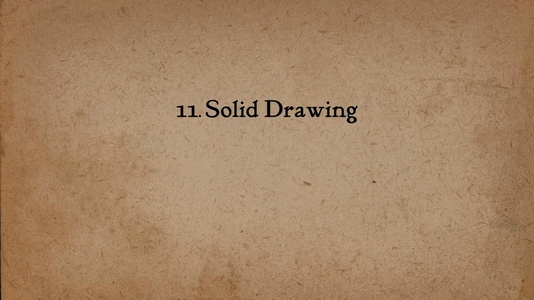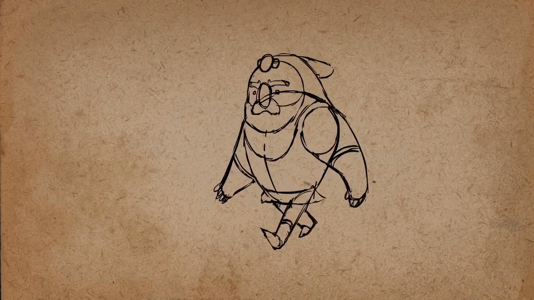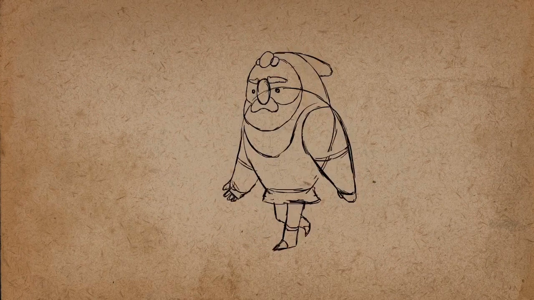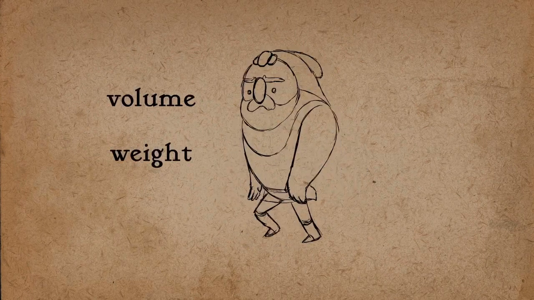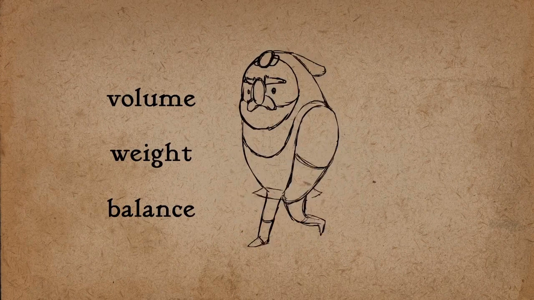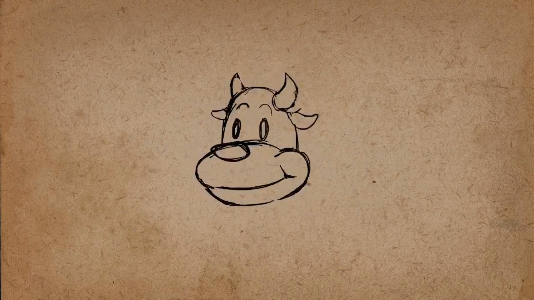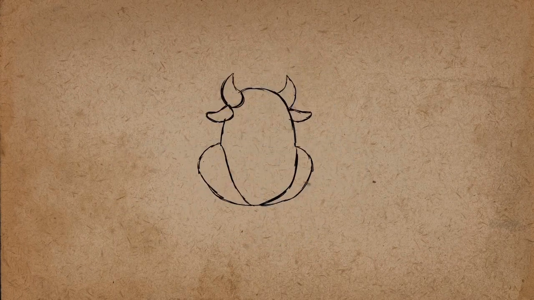So the next principle is called solid drawing. This principle is about making sure that forms feel like they are in three-dimensional space with volume, weight, and balance. One thing that makes animating a lot easier is being able to draw a figure from all angles. This requires knowledge of three-dimensional drawing.